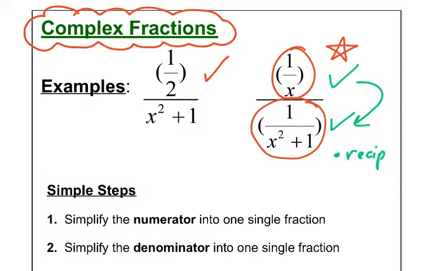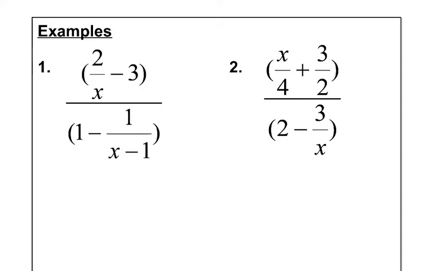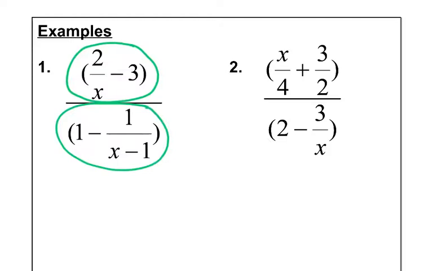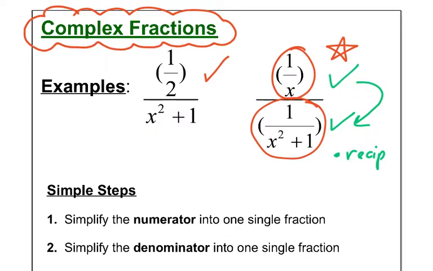But sometimes the fractions are kind of nasty and we're going to have to simplify the fractions within the numerator and denominator first. For example, if you look at this one here, I need to get that into one fraction first, common denominator, and get this bottom one into one fraction, common denominator, before I flip and multiply by the reciprocal.